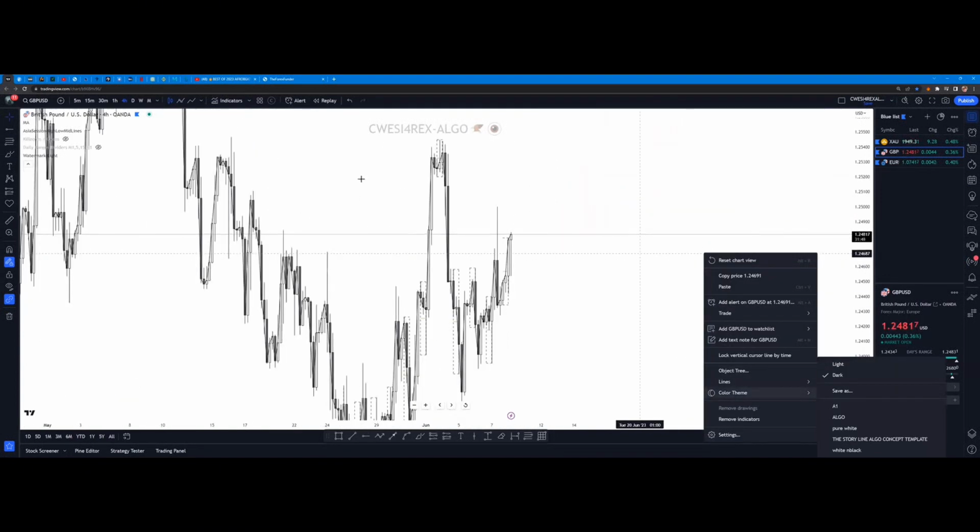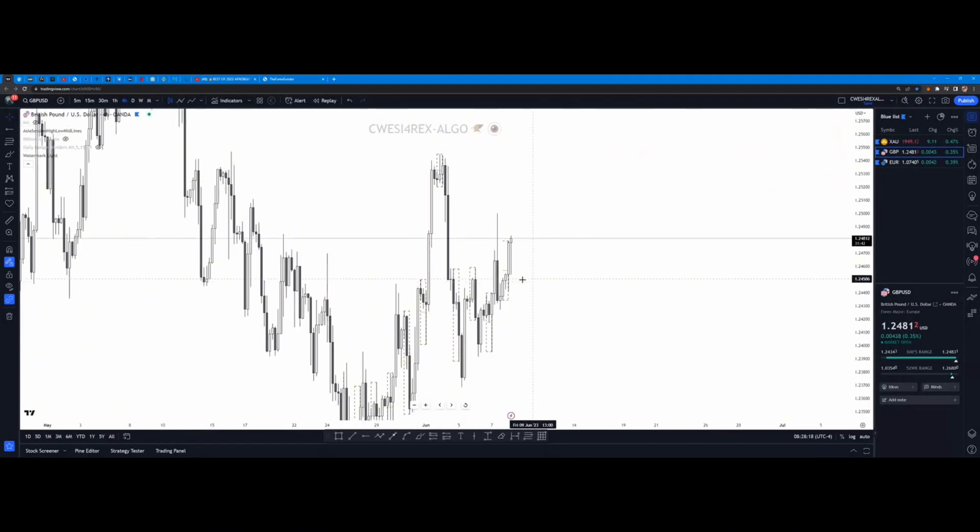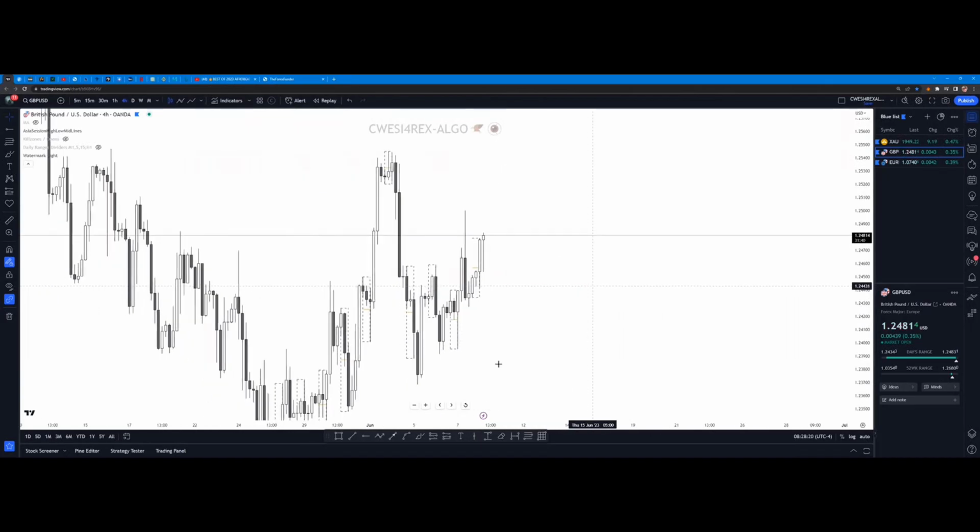That's it, guys. Any questions so far? You can see you always get a point of interest from the higher time frame. This is a 4-hour rejection block, which is the 4-hour candle that took out liquidity. Price came, retested, and it's moving higher.